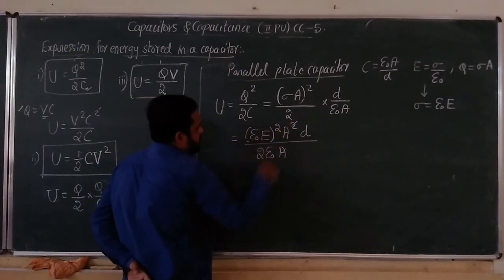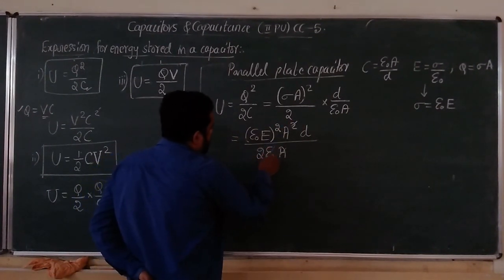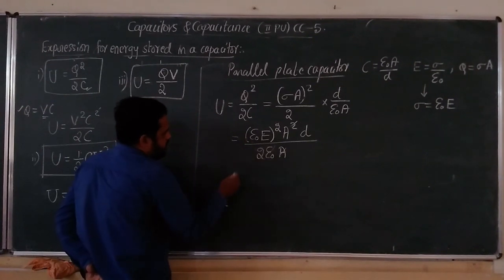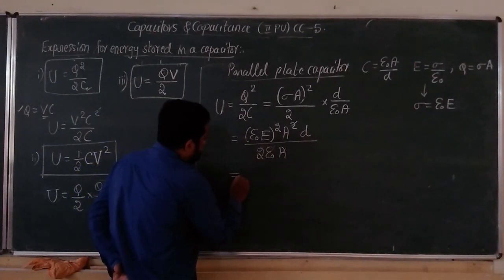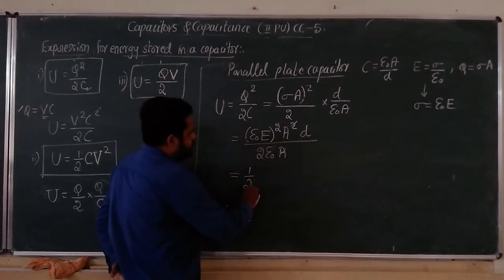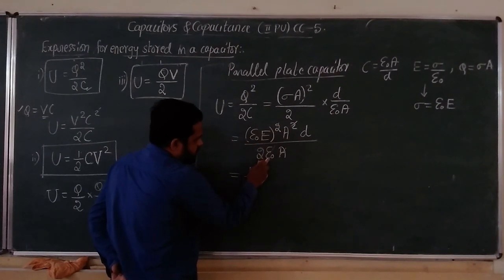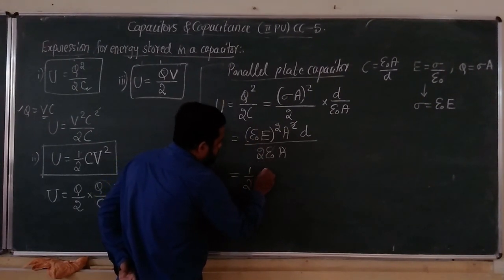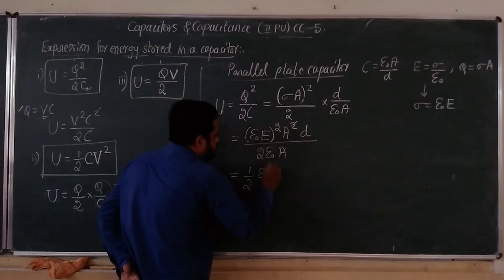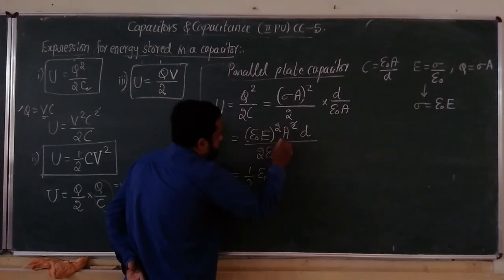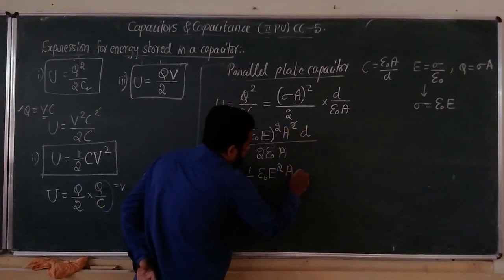Now this A cancels. Epsilon naught cancels here. One epsilon naught cancels. Remaining terms are 1 by 2, epsilon naught square, epsilon naught cancelled, so remaining is epsilon naught. E square is there. E square into A into D.